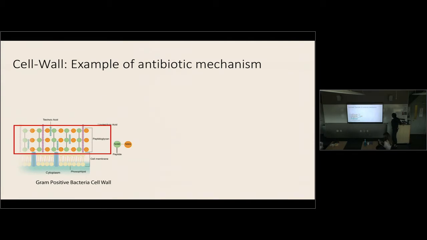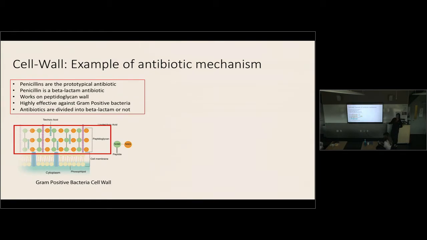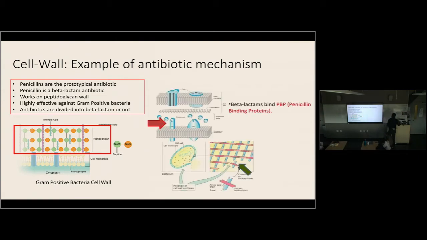And then antibiotics also take advantage of this. Penicillin, being the prototypical antibiotic, is a beta-lactam antibiotic. It's this class of antibiotics, and things are either beta-lactams or they're not. So they're either penicillin-like or they're not. That's how we generally classify antibiotics. And this works on this peptidoglycan wall. Because of that, it's really effective against gram-positive bacteria. So penicillin and beta-lactams are really great for gram-positive and by far the best that we have.